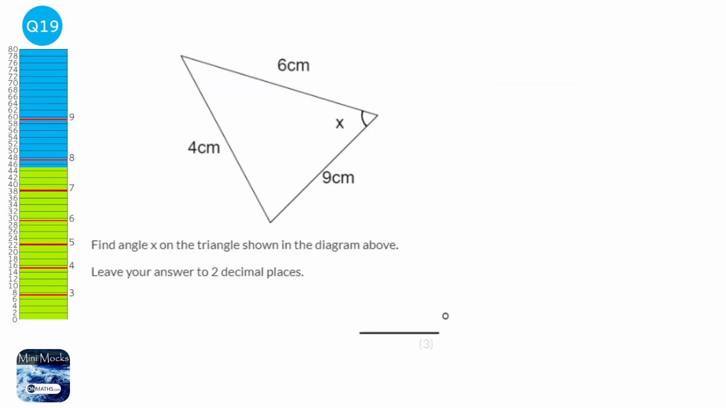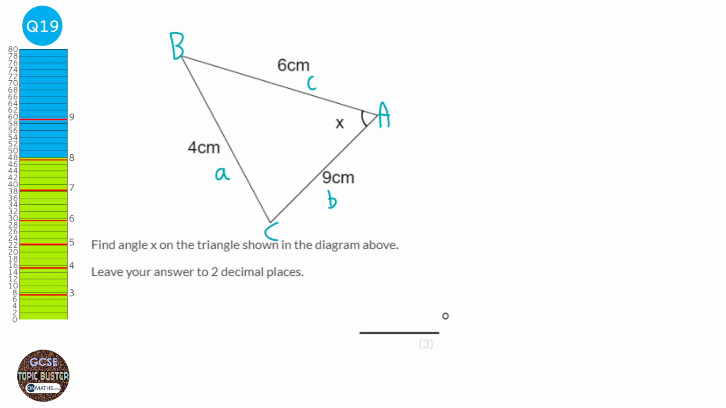I'm going to start off by labelling this triangle. So we've got a big A, big B, big C, and the opposite ones are little a, little b, and little c. And we've got to figure out whether we're using the cosine rule, sine rule, or something else.